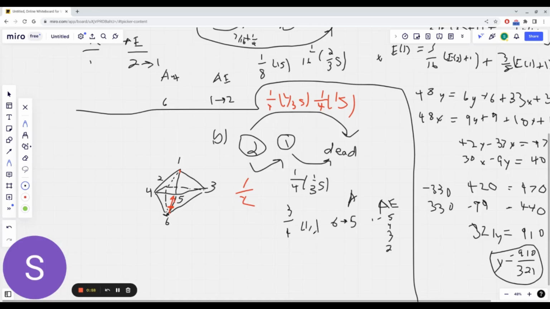So now it's time to make our equations. If I could draw that, probably. Wow, that's really laggy.